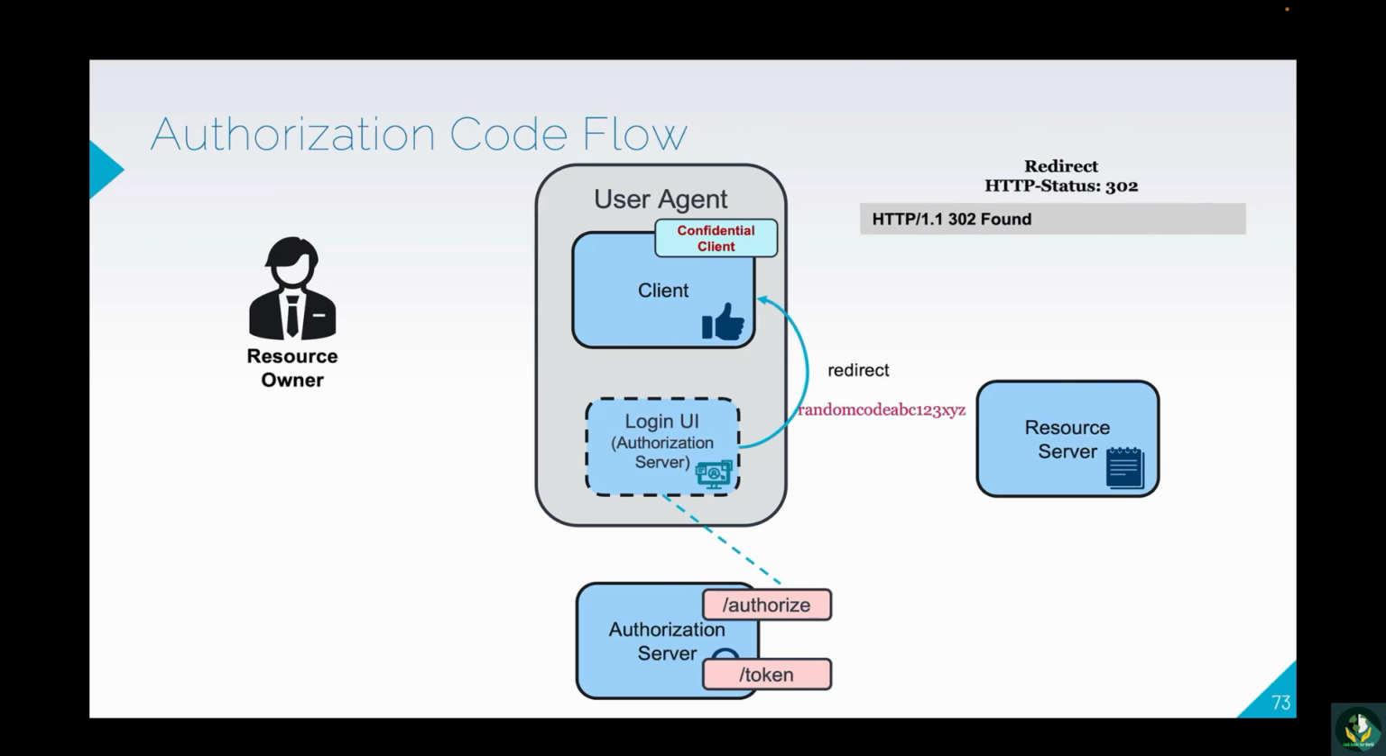If everything looks good and the user approves, the authorization server generates an authorization code instead of an access token as in the implicit flow, and redirects the resource owner back to the client's redirect URI specified in the initial request. The response from the authorization server contains the location URL, which includes the authorization code and the state as query parameters.